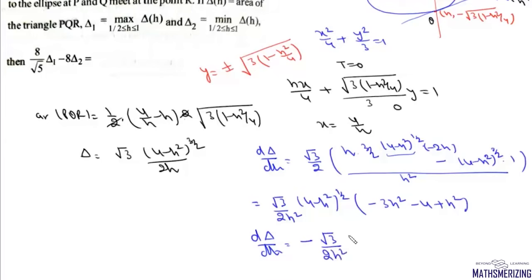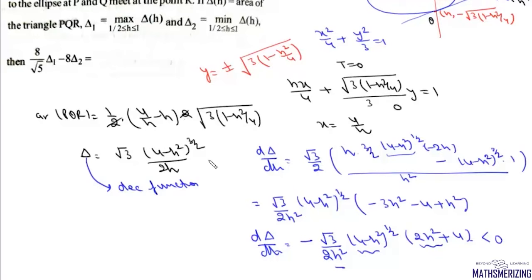So this d delta upon dh will simply be minus root 3 by 2 h square into (4 minus h square) to the power 1 by 2 into (2h square plus 4). Now h square is positive, the square root is positive, 2h square plus 4 is positive, and then we have a negative sign, so that means d delta upon dh is less than 0. So it simply means this delta as a function of h is a decreasing function. Now when the function decreases, its maximum value occurs at the start of the interval and its minimum value occurs at the end of this interval.